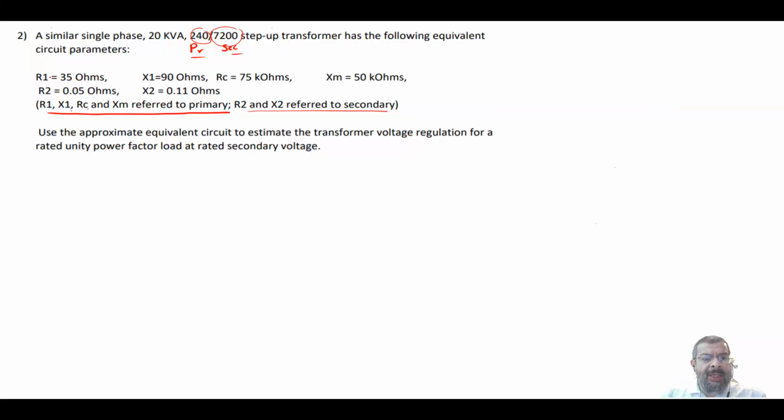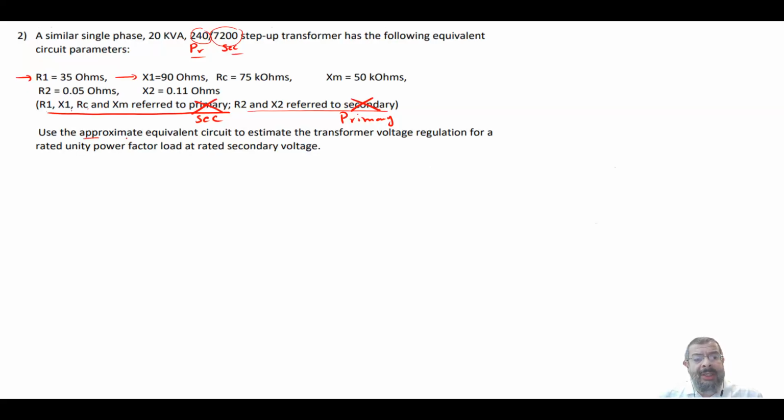So R1 and X1, which have higher values, are referred to the primary, or the low voltage side, while the high voltage side basically has the smaller values. This is the opposite, so basically this is wrong. This has to be the secondary, and this has to be the primary to be consistent with the fundamentals of the transformer. So those are the true values.